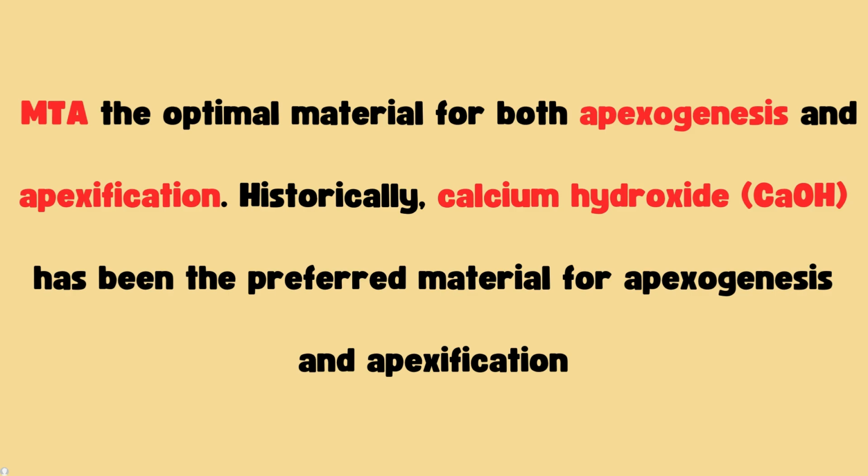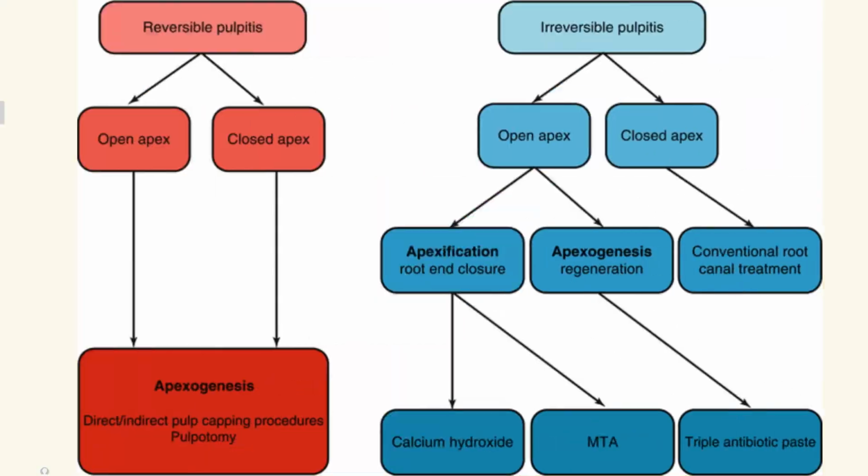Historically, a long time ago, they used to use calcium hydroxide because it is cheaper than the MTA. But nowadays, I prefer for you to use an MTA because it is less toxic and causes less pulpal inflammation than the calcium hydroxide.